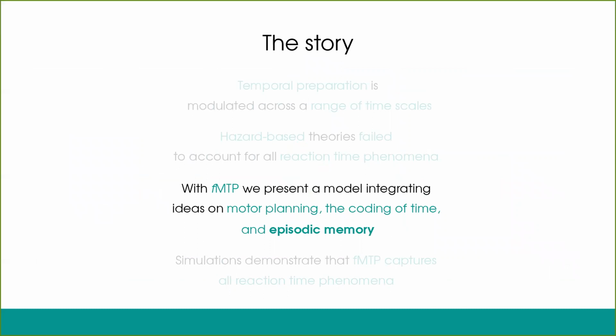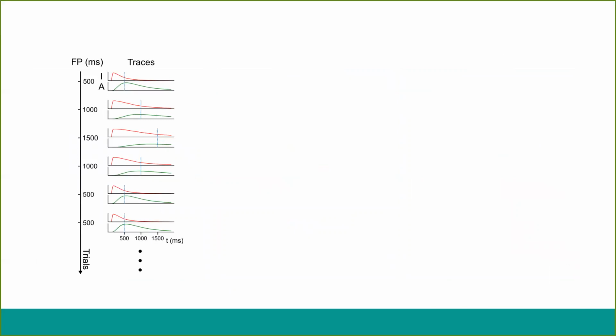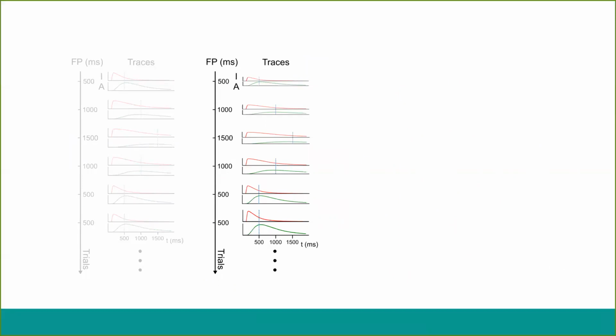The critical assumption of fMTP is that temporal preparation is driven by the memory of all previous timing experiences, collectively determining the preparatory state on future trials. How does that work? Here I displayed the history of 6 trials of 3 different foreperiods. These traces will determine the preparatory state on the upcoming trial. However, each trace contributes according to its recency. Due to forgetting, older experiences, displayed on the top, are less readily accessible and thus contribute less strongly to preparation compared to the more recent experiences that are displayed in the bottom.